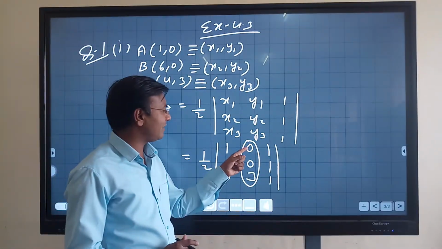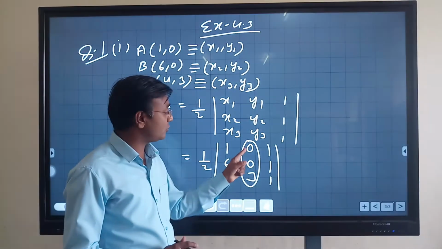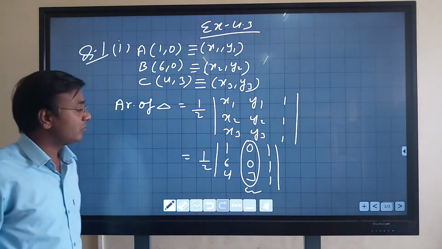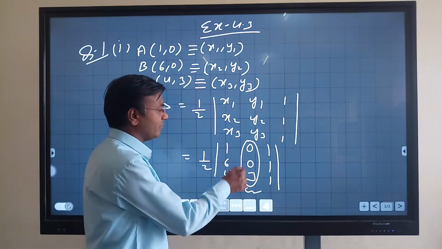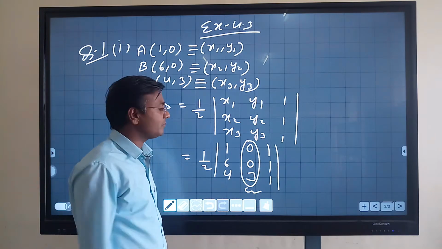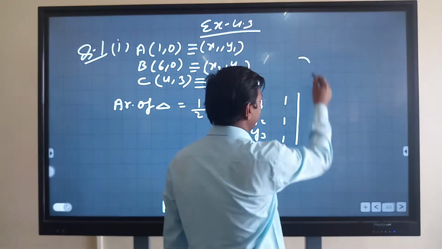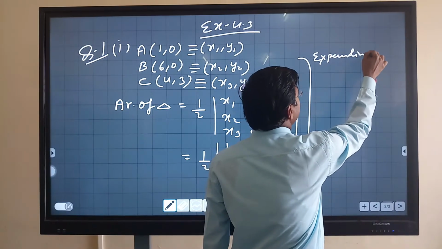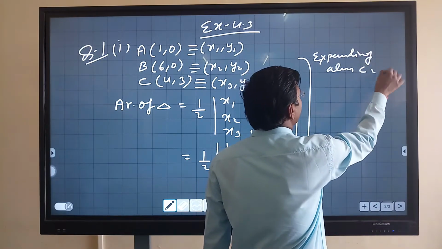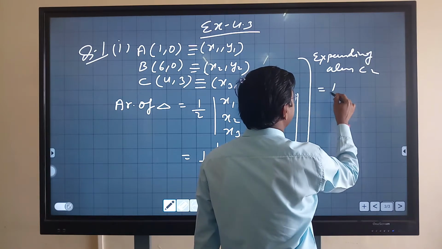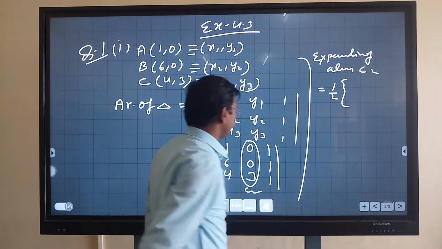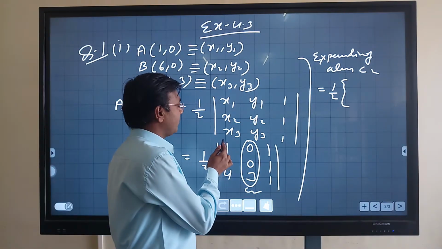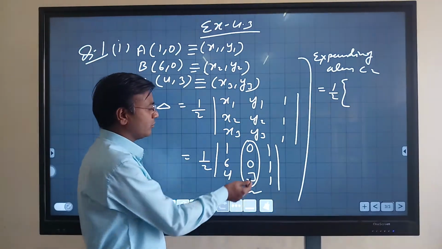So since here we are having two zeros, we can see 0, 0 and 3. This is the second column. So we will expand this determinant along the column C2. So write expanding along column C2. So we will get 1 by 2. Now see, we are using the symbol minus 1 to the power 1 plus 1 according to the element.